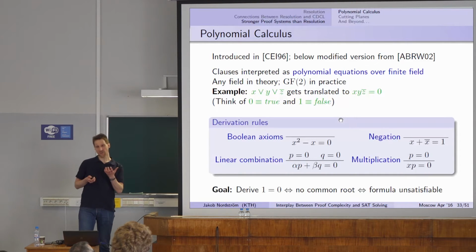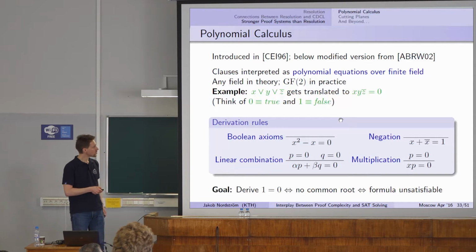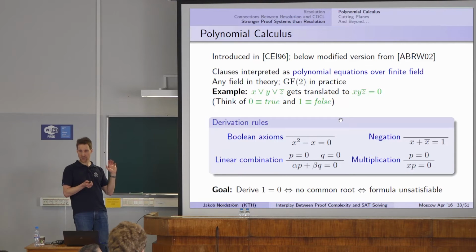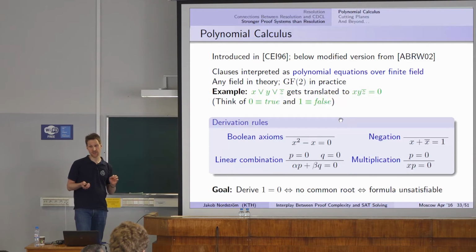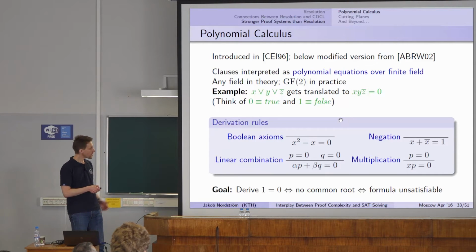So for a CNF formula, you now get a bunch of polynomials, and now you have derivation rules. You can be over any field, so pick your favorite field. In practice, this would always be F2, GF2. In theory, pick any field, finite characteristic, maybe even characteristic 0. But we always want to be Boolean, so we have axioms saying that x squared minus x is always 0. We have axioms saying that we respect the meaning of negation, so x and x bar should always take opposite values. And then we can take linear combinations and we can multiply by variables.